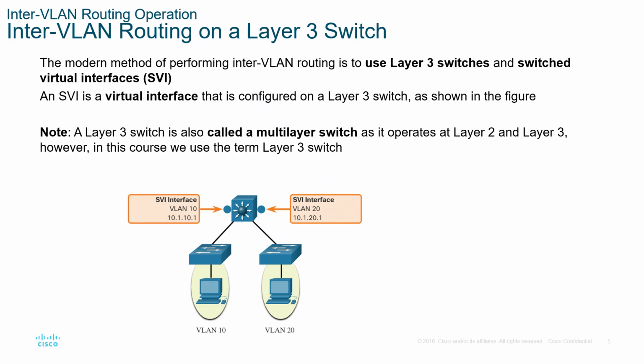So an SVI is a virtual interface that is configured on a switch, layer 3 in specific, as shown in this figure here. A layer 3 switch can also be called a multi-layer switch as it operates at layer 2 and layer 3. So that is the difference between a layer 2 switch and a layer 3 switch. A layer 2 switch is just simply a one-to-many connection, and it is simply doing switching. A layer 3 switch has the capability of switching as well as routing. And you'll learn about that the further along you go in your studies.